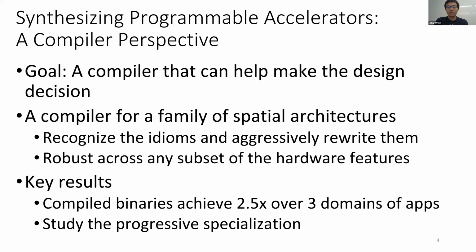In our prior work, we did make our very first step to automate the design process of domain-specific accelerators. To achieve that, we build a compiler that helps us make the design decisions. This is a compiler not for a particular architecture, but for a family of architectures. This compiler recognizes the program idioms and aggressively rewrites them in the accelerator ISA. And because the target architecture is agnostic, the compiler should stay robust across any design point within this family. According to our evaluation, our compiler can achieve 2.5x speedup over an out-of-order server CPU. And we take advantage of the design automation infrastructure to study the progressive specialization.